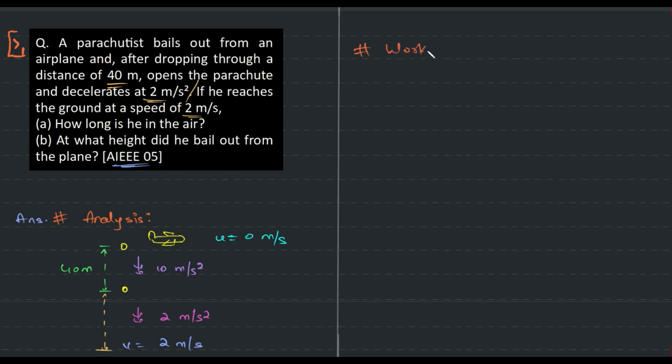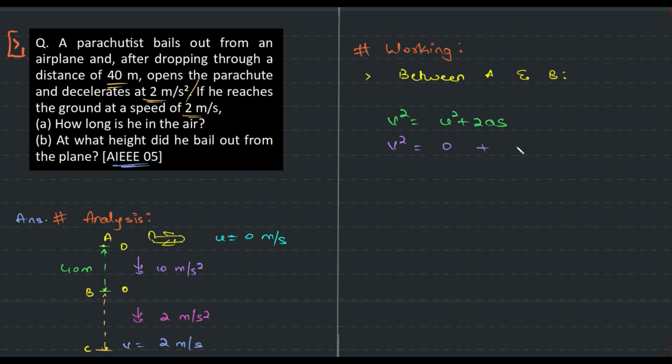So let's look at the working. We'll call this point A, point B, and point C. Makes it convenient to calculate. Now, between A and B, we will figure out the final velocity using v equals u plus at, or we can use v square is equal to u square plus 2as. We need the final velocity for the next calculation.